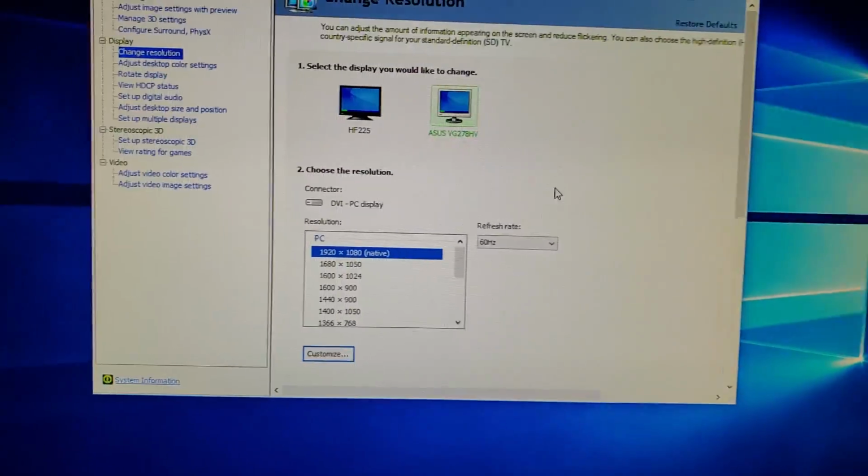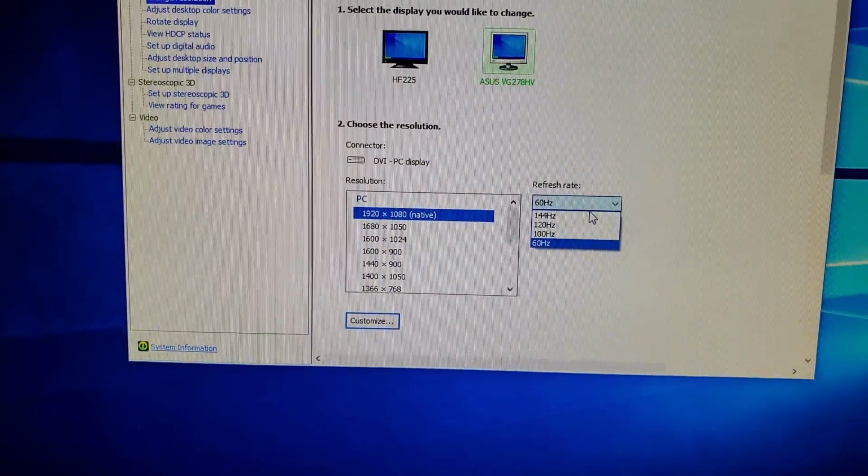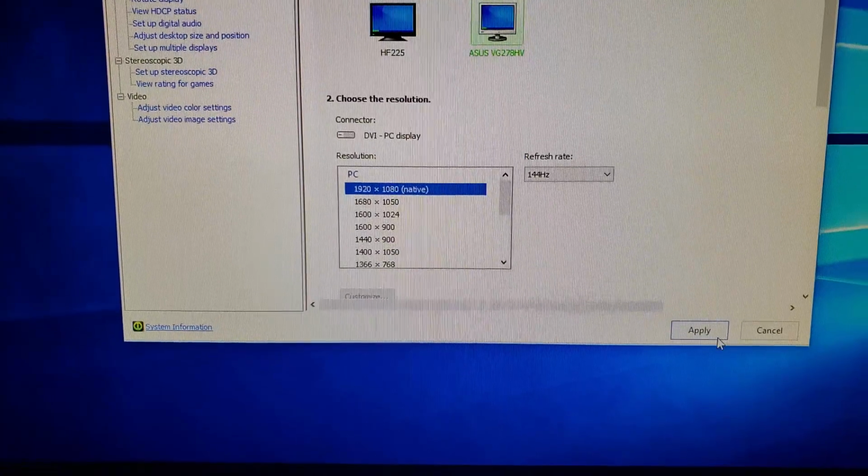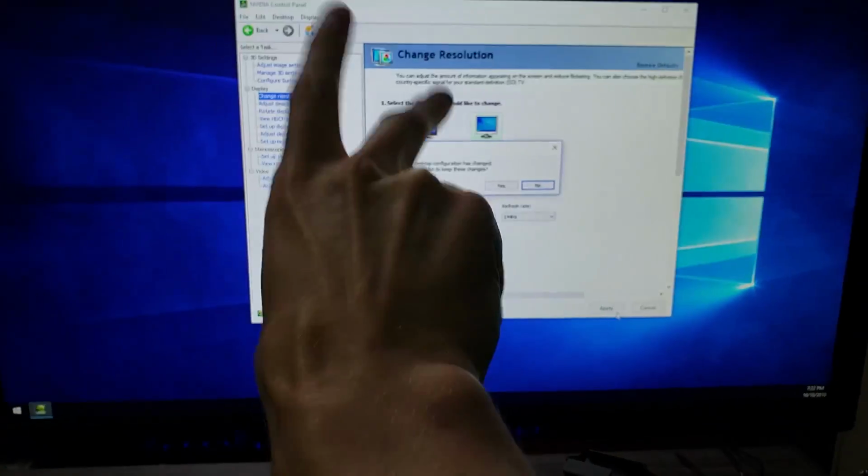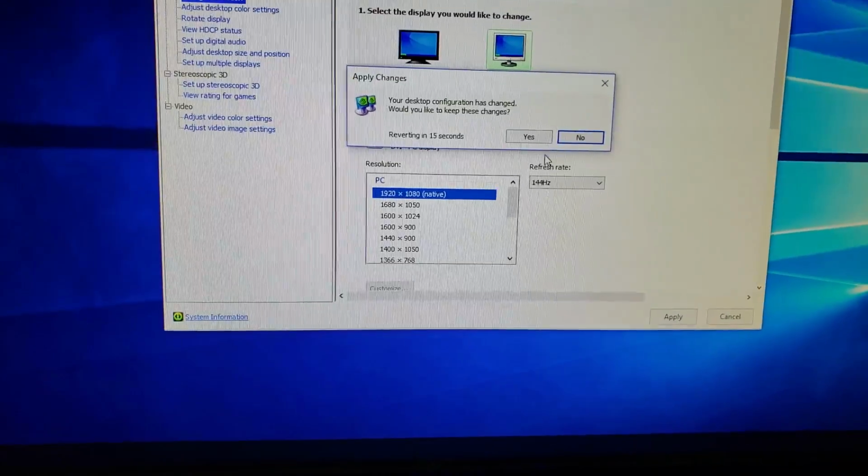So all I did was plug in the DVI connector and bam, 144 shows up, hit apply. Now everything is butter smooth, coconut oil. Enjoy your gaming experience.